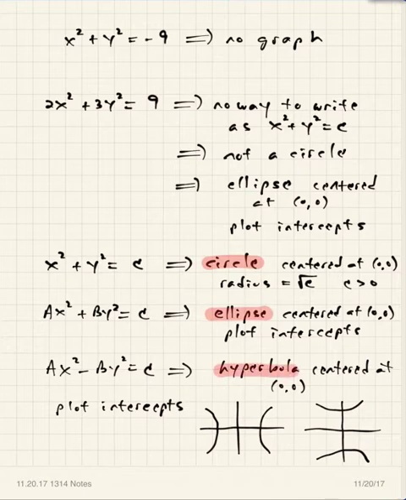Now, if we added x and y terms in there, notice these have just got x squares and y squares in them. If we add x and y terms to those equations, then we make it a little bit more complicated, and then we get circles, ellipses, and hyperbolas centered somewhere besides the origin, which is definitely not what we want to talk about in this section.